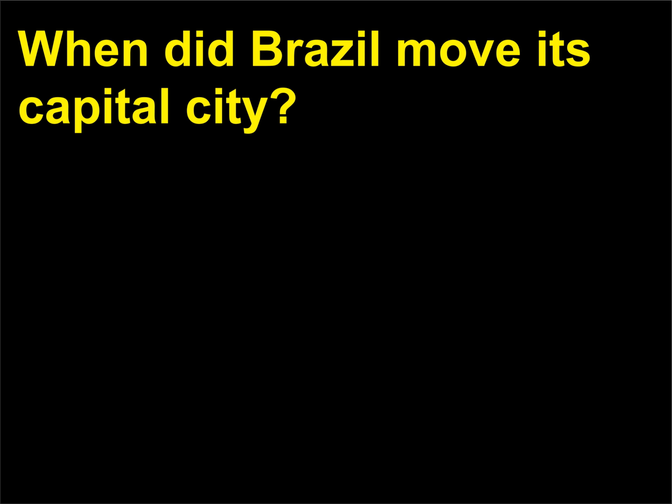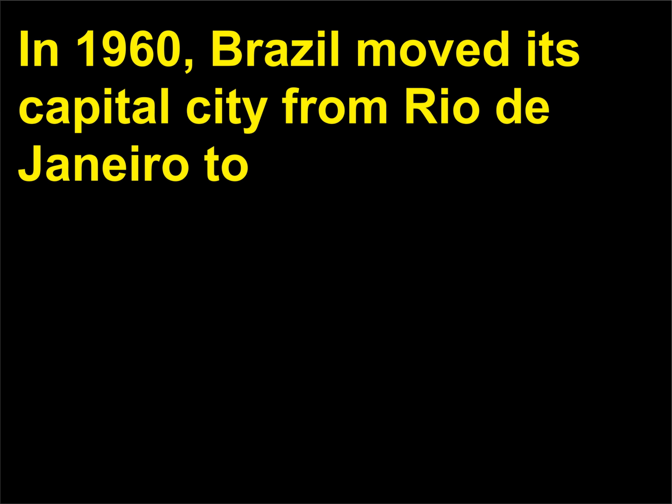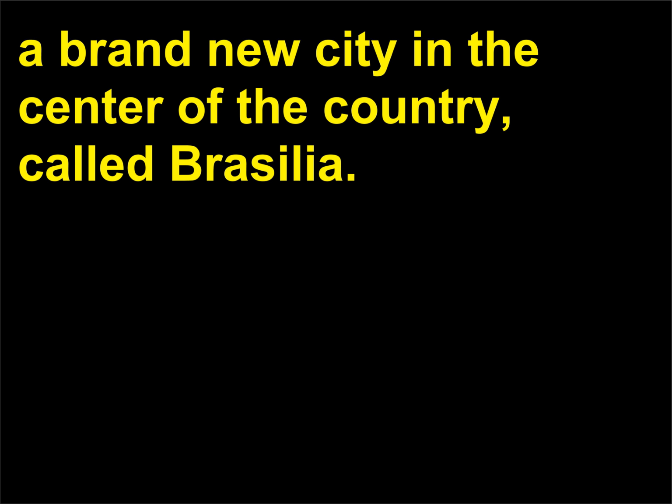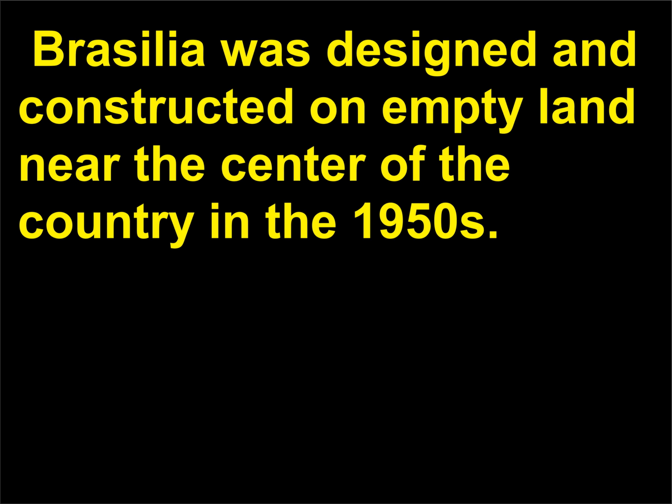When did Brazil move its capital city? In 1960, Brazil moved its capital city from Rio de Janeiro to a brand new city in the center of the country, called Brasilia. Brasilia was designed and constructed on empty land near the center of the country in the 1950s.